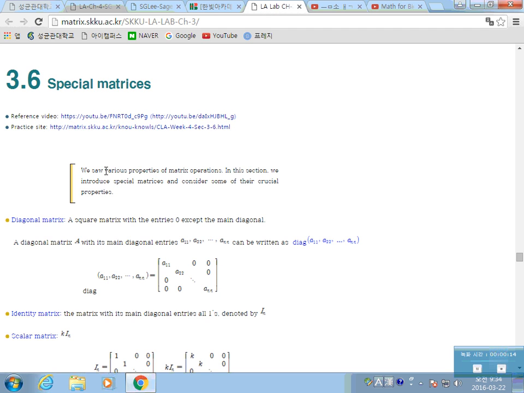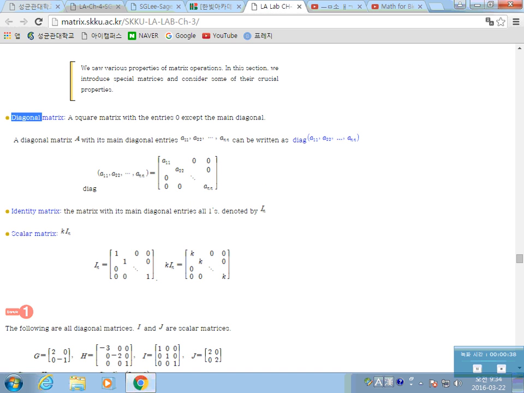In this section, we will see various properties of matrix. In the earlier sections, we discovered various properties of matrix operations. Now, we introduce several special matrices and consider some of their crucial properties.